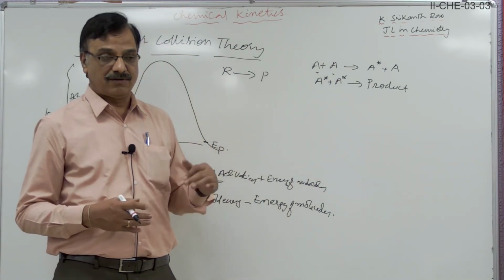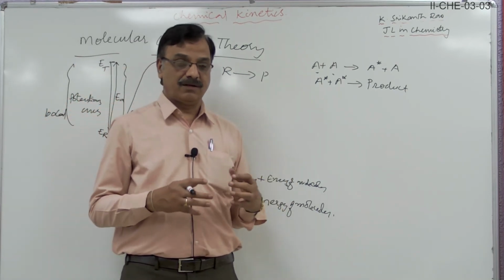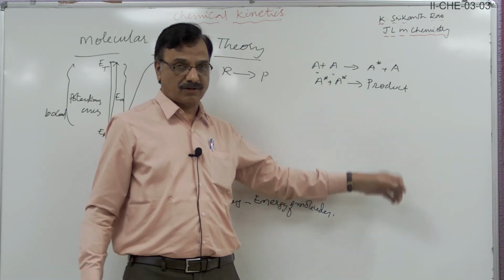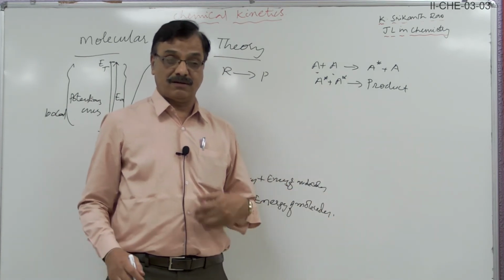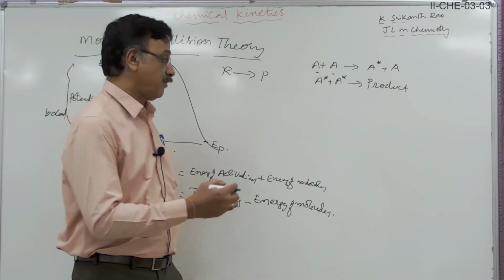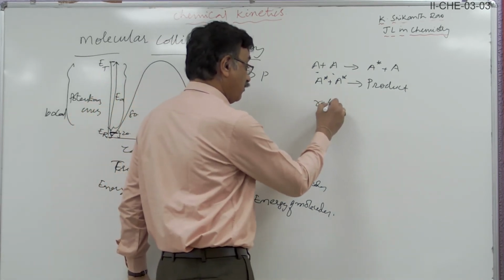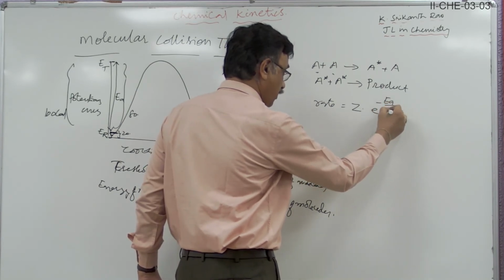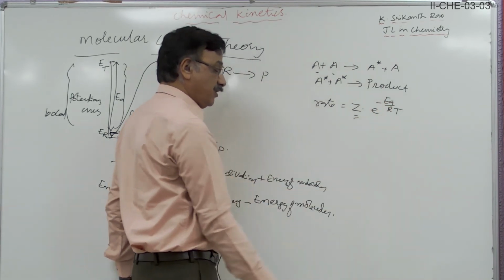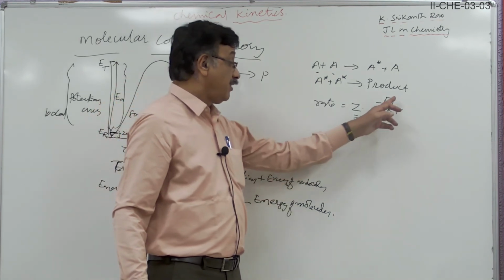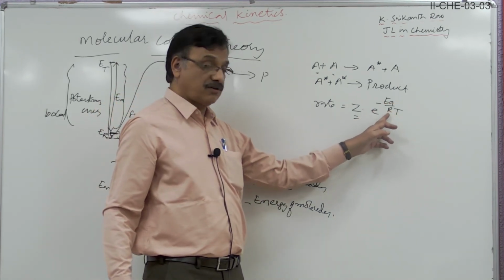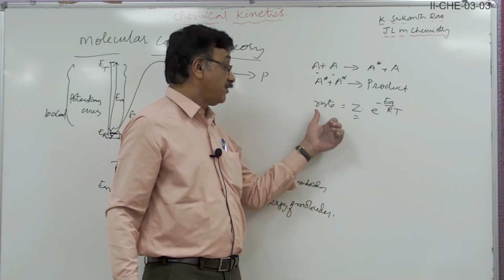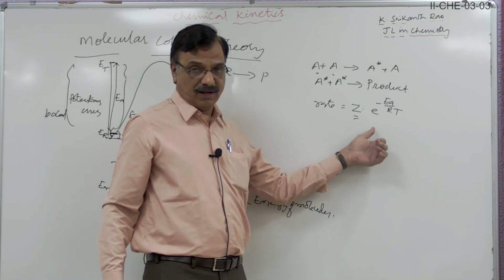So according to collision theory, A star and A star must collide, and these activated molecules change into products. The rate of the reaction can be expressed by the equation: rate equals Z times e to the power minus Ea by RT, where Z is the collision frequency, Ea is the activation energy, R is the gas constant, and T is the temperature. So according to this, the rate of the reaction is given like this.